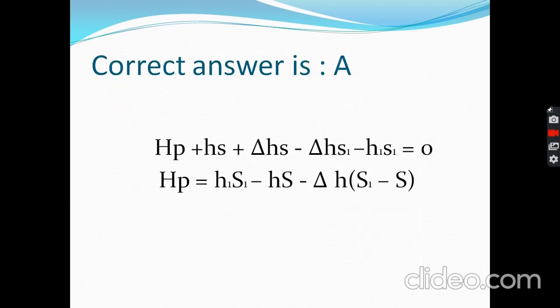So correct answer is A. Here HP plus HS plus delta H S minus delta H S1 minus H1 S1 is equal to 0. So HP is equal to say H1 S1 minus HS.